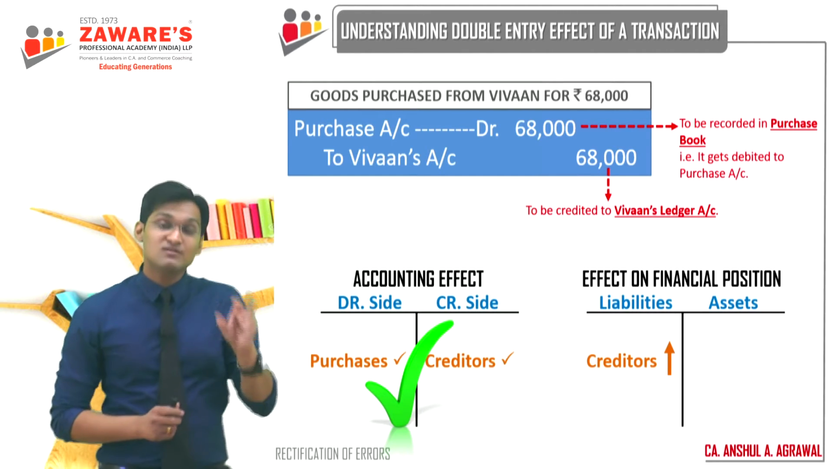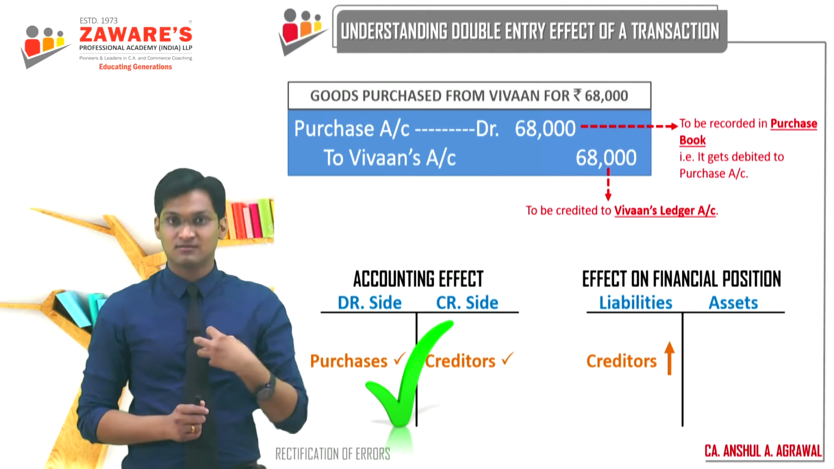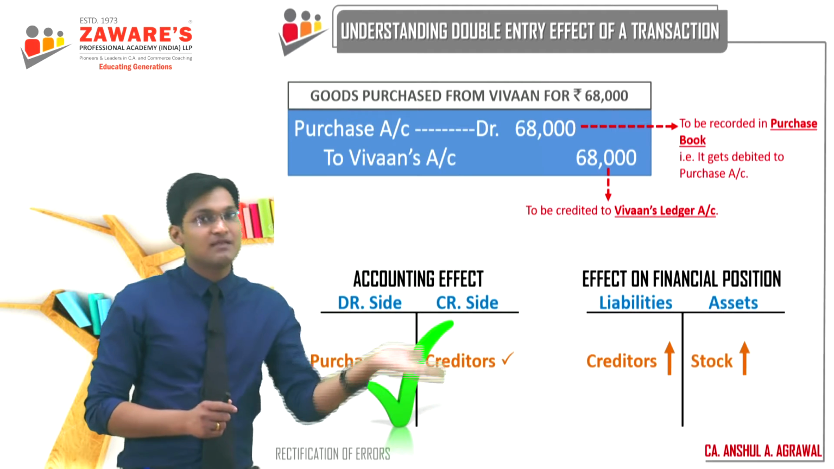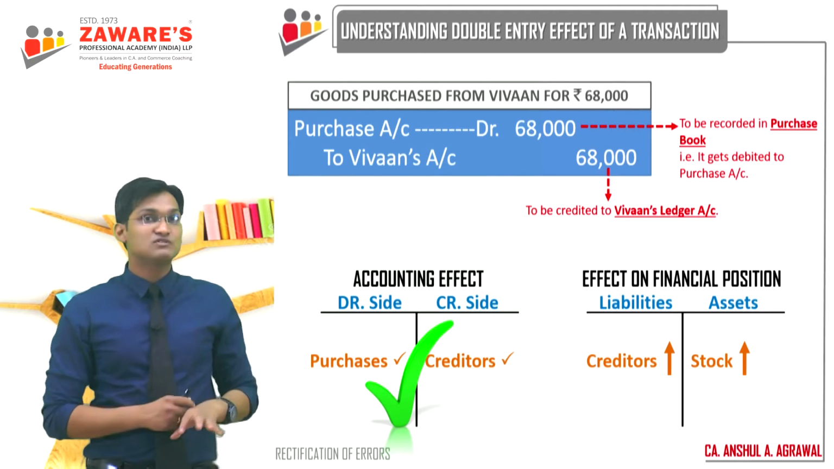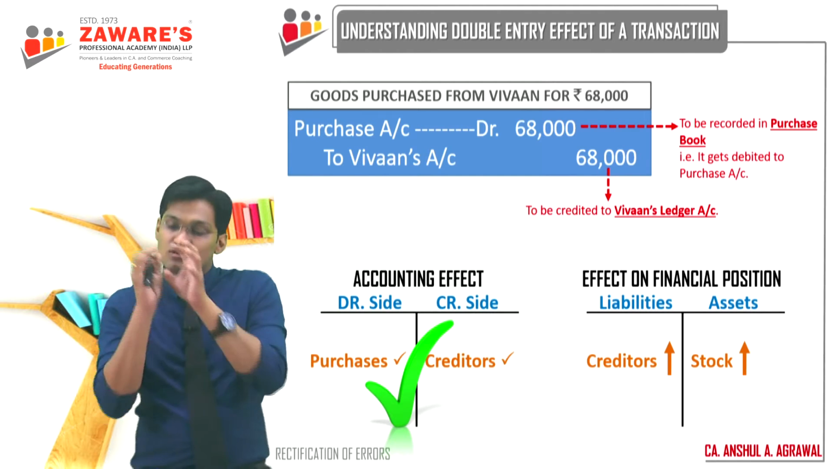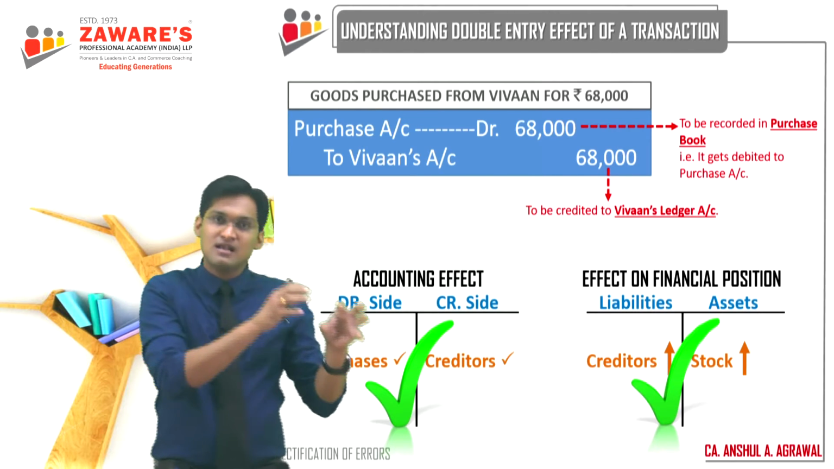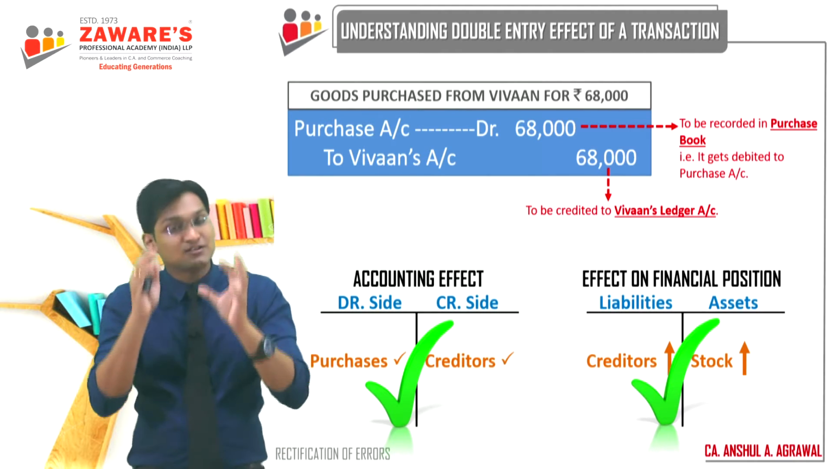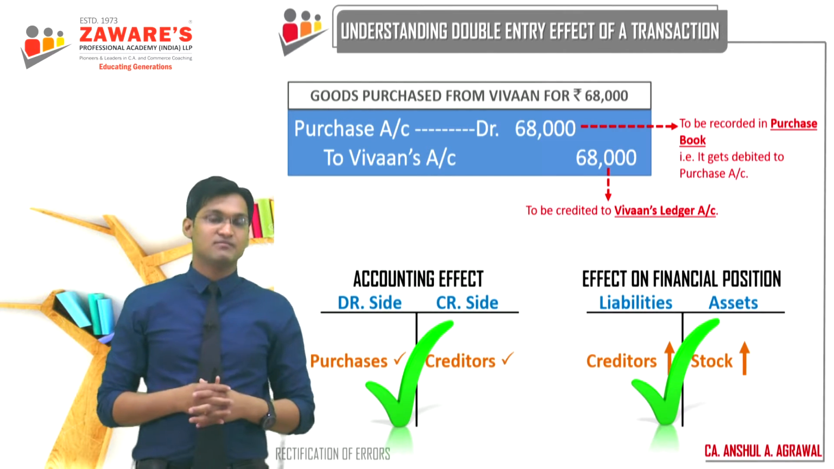Check. Not only that, since I have purchased the goods, stock will come to me. Stock is my asset, and consequently my assets will also increase. So again, in this transaction, the double entry concept is matching. That means the total debit is equal to total credit, and the total liabilities are equal to total assets. So this equation tallies after every transaction. It has to tally. And then accordingly, your total debits and credits will be equal.